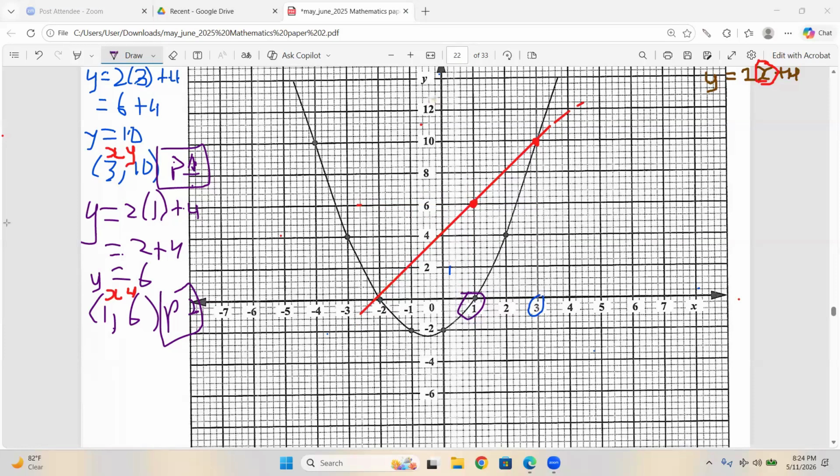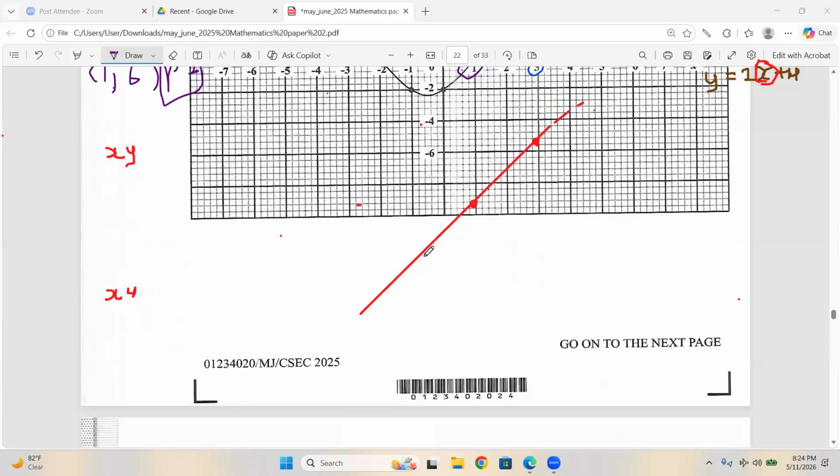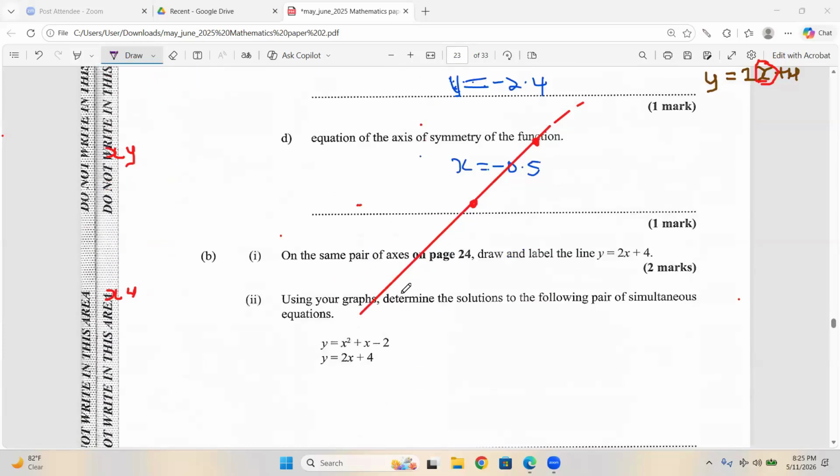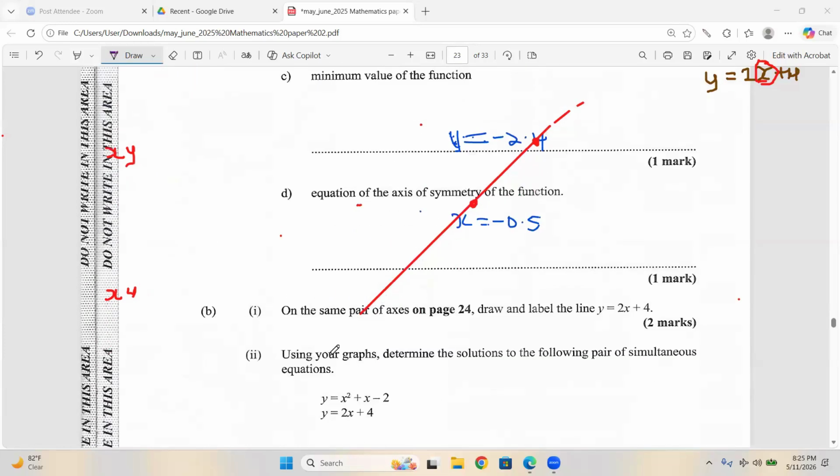The straight line graph. Okay, I hope you all get screenshots, because when I shift the screen, it's going to shift, because I'm using two different annotates right now. So this one is going to shift, the others will remain. The next part of the question says, using your graphs, determine the solution for the pair of simultaneous equations.